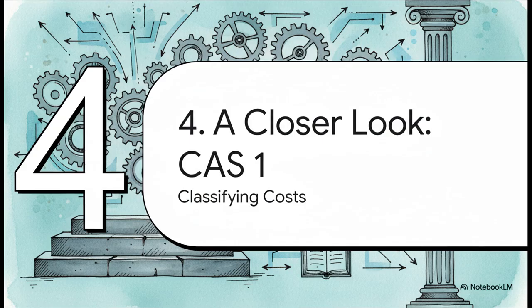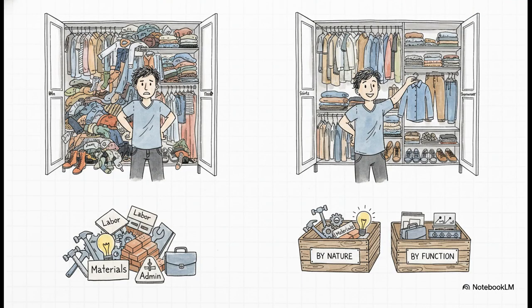This one is the foundation of everything. It's all about how we classify costs. And trust me, if you get this part right, the rest becomes so much easier. The main principle of CAS1 is simple. You have to group costs based on their common characteristics.